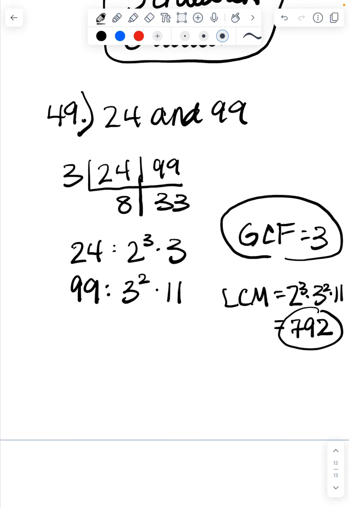Number 51. Was I supposed to do that? Where's my list here? 51 and 52. Number 51. Which pair of numbers is not relatively prime? Here the answer is D.